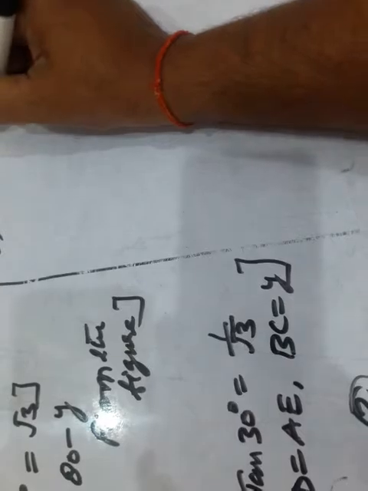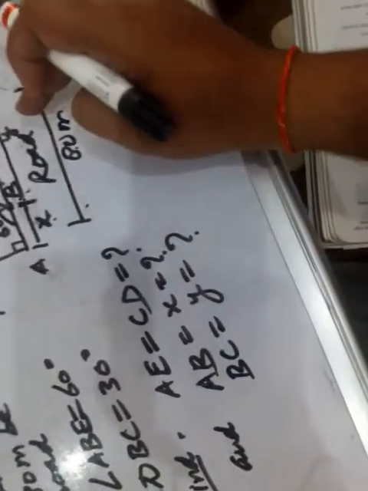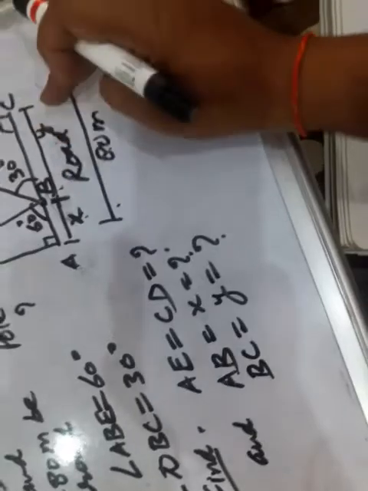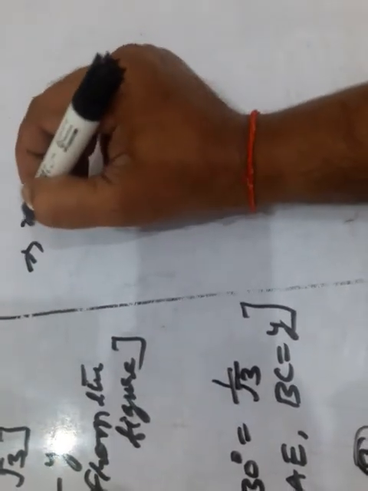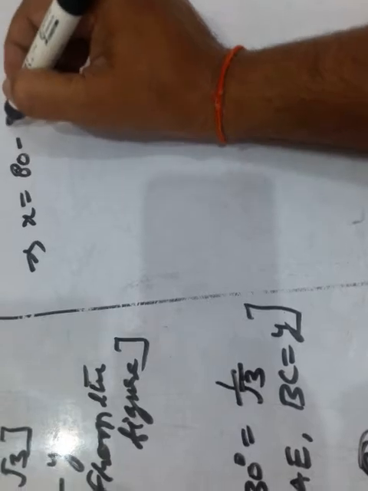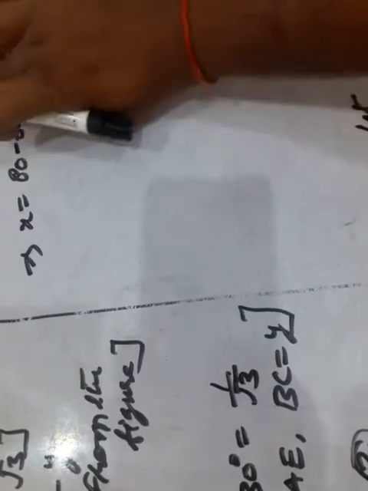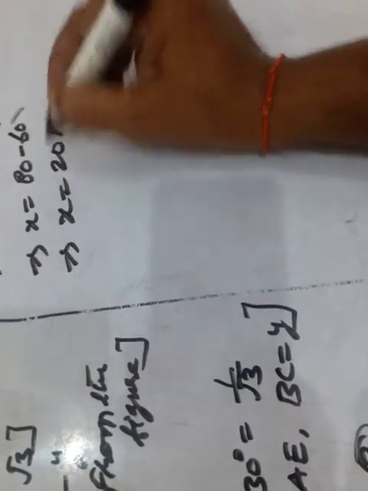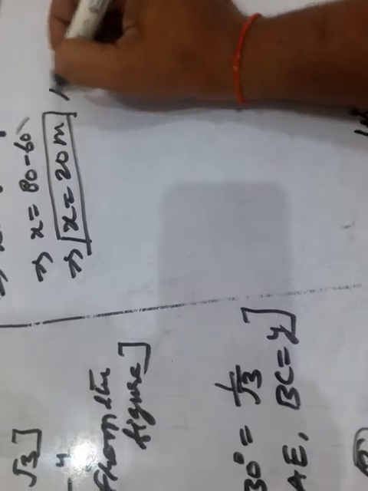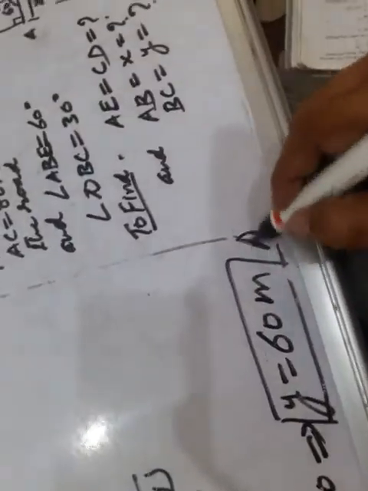We have found out y equal to 60. So x equal to 80 minus 60. Sorry, 60 is not degree, it is meter. This implies that x equal to 20 meter. So this is the first answer: y equal to 60 meter and x equal to 20 meter.